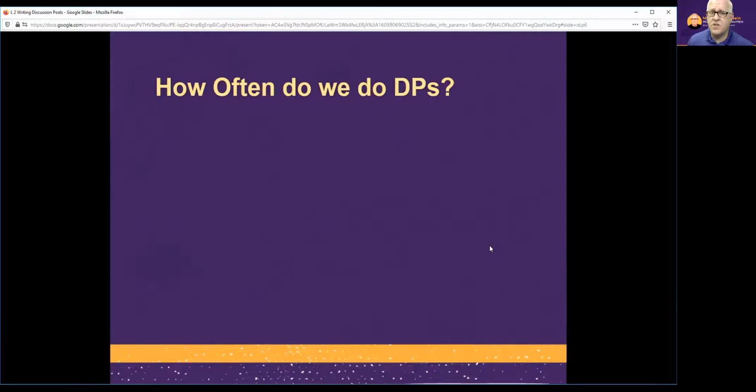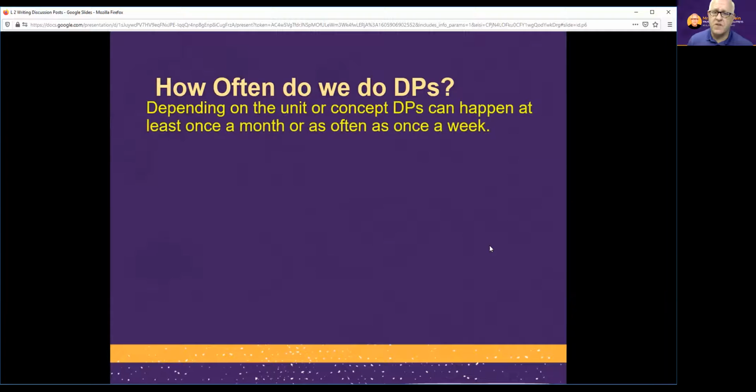How often will we do DPs? Well, at this point in the semester, you're going to be doing 1 or 2 of them. And then as we get into the next semester, you'll be doing them fairly often. So depending upon the unit or concept, DPs can happen at least once a month or as often as once a week, depending upon what we're working on.